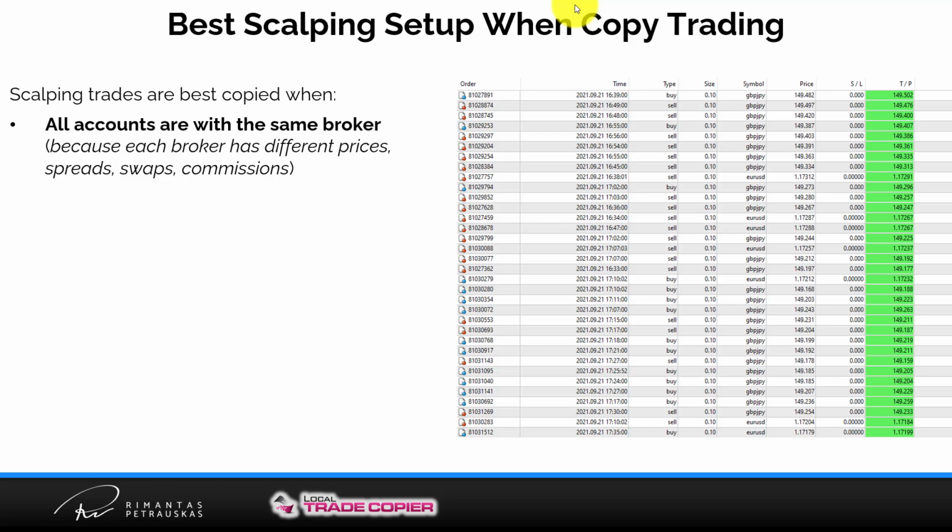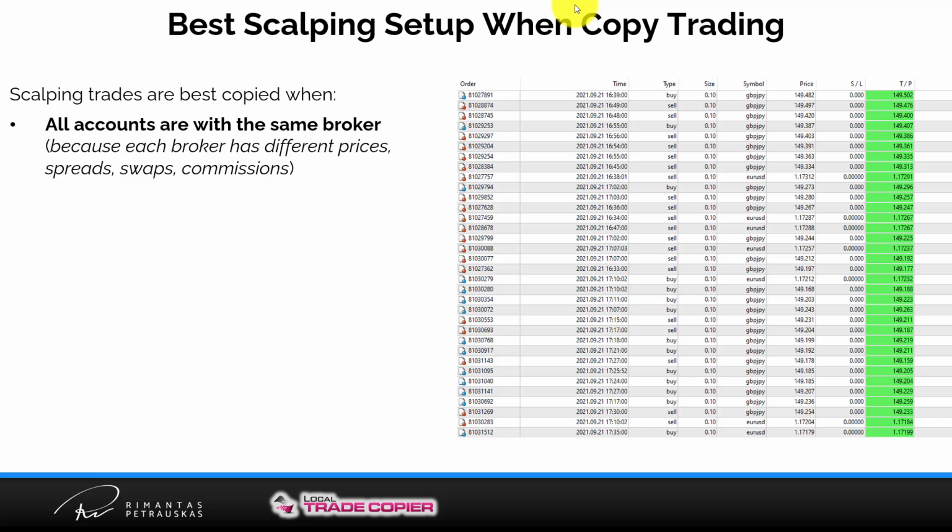Just consider this scenario. You open a trade on the master account, and then you close it for 1 pip profit, and let's say that's $10 profit. On the master account, there was no swap, there were no commissions, the spread was like 0.1 pips, and you got your take profit for 1 pip. With a full lot, you got your $10 profit.